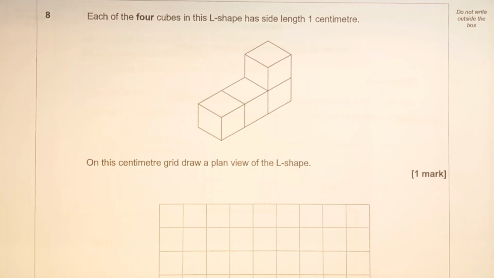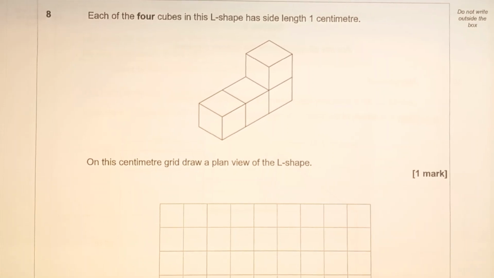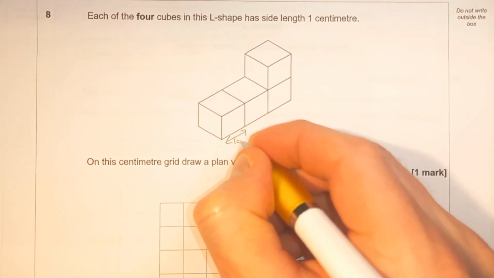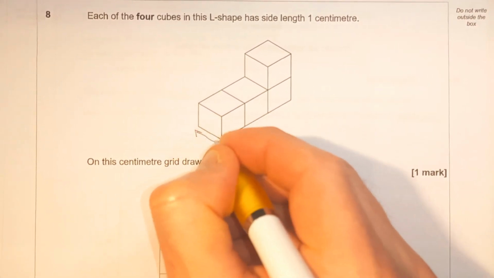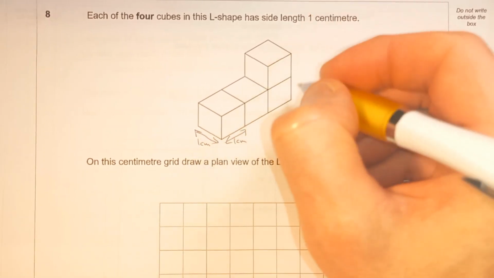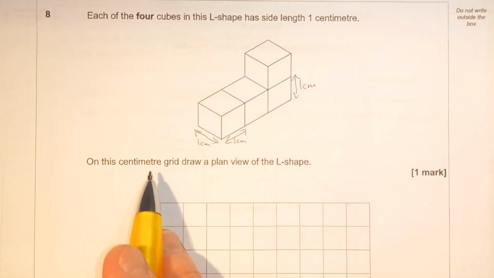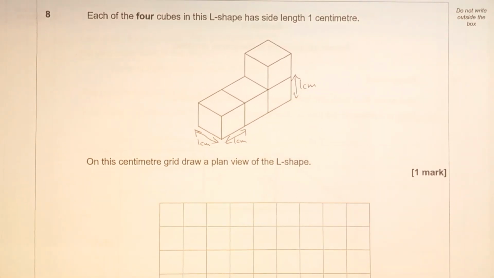Question 8. Each of the 4 cubes in this L shape has side length 1 centimetre. Okay, so what that means is that is 1 centimetre, that is 1 centimetre, and also the height of one of these is 1 centimetre. On this centimetre grid, draw a plan view of the L shape.